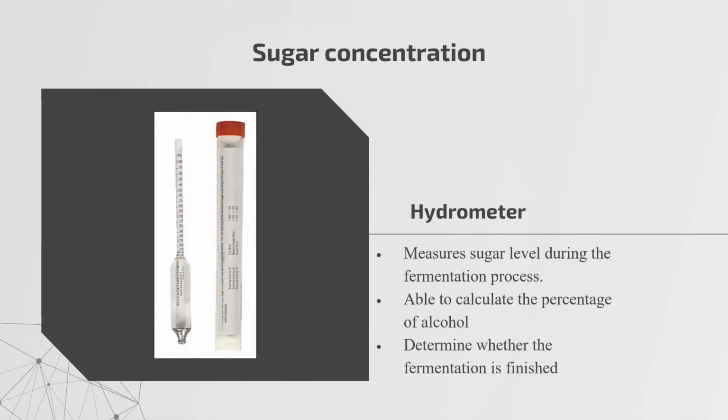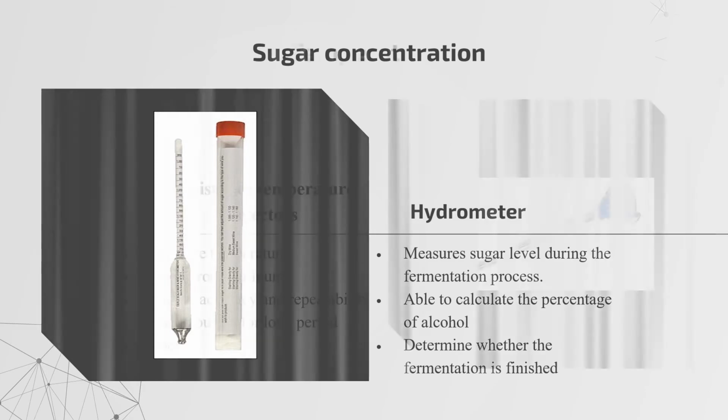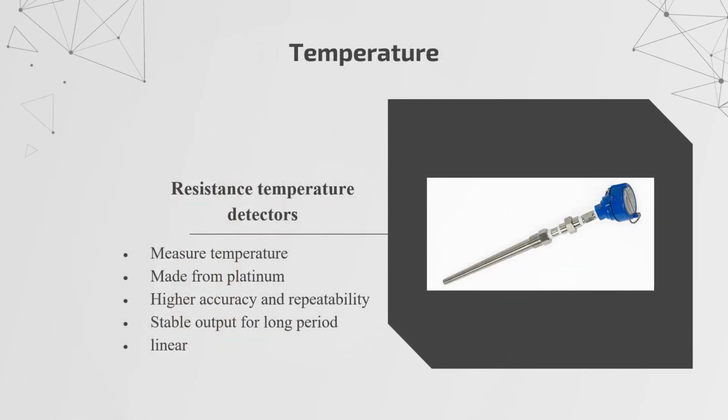Sugar concentration is the third variable that has been chosen. For this, we will use a hydrometer to measure the sugar level during the fermentation process. This instrument is able to calculate the percentage of alcohol, plus it can also determine whether the fermentation process is finished. The last one is the resistance temperature detector for our last variable, which is temperature.